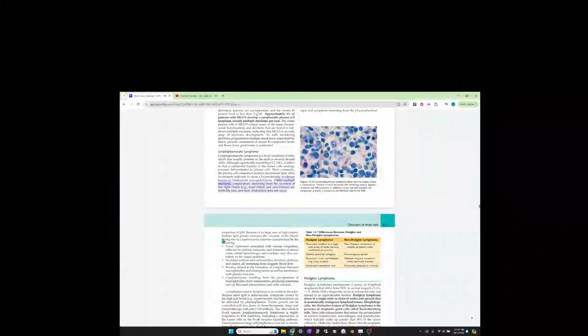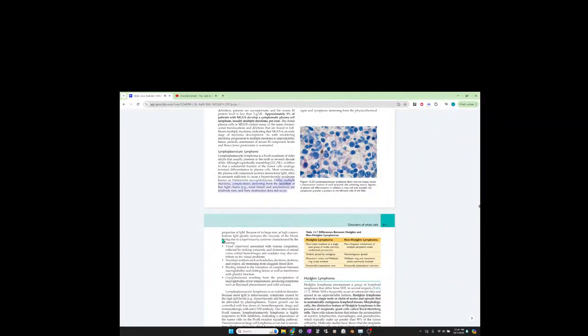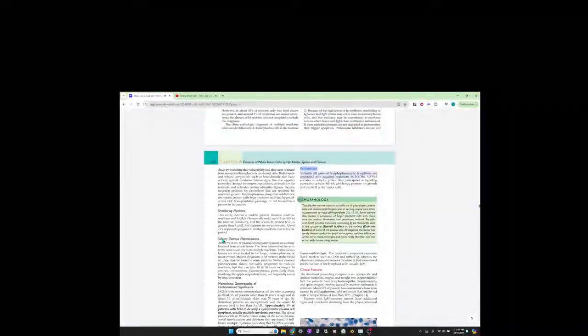Unlike multiple myeloma, complications stemming from the secretion of free light chains are relatively rare, and bone destruction does not occur. Pathogenesis: virtually all cases of lymphoplasmacytic lymphoma are associated with acquired mutations in MyD88. MyD88 encodes an adapter protein that participates in signaling events that activate NF-kappaB, which may promote the growth and survival of the tumor cells.